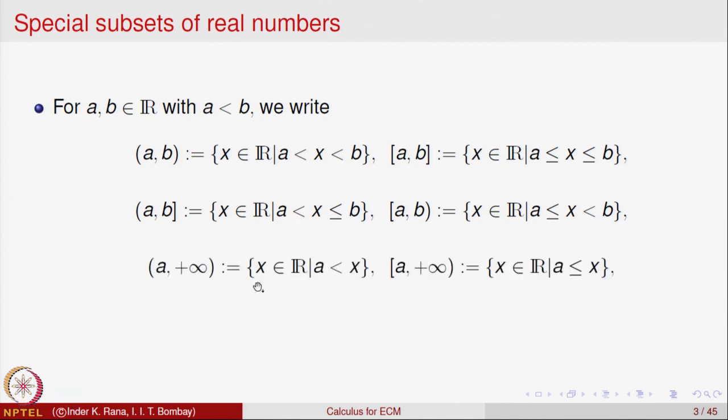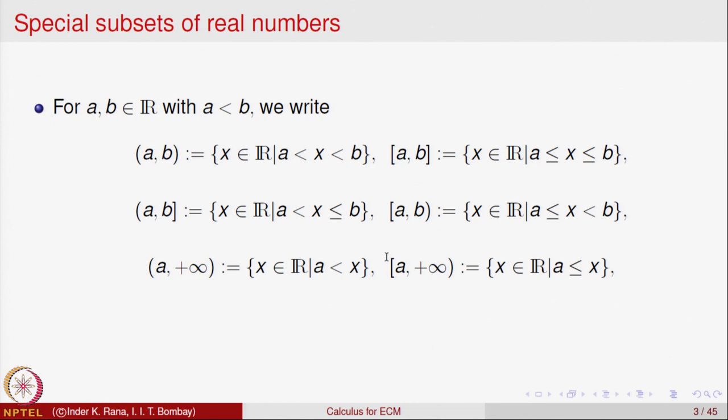So, here is the next one, which is slightly different from these two. We write a comma, this is a symbol which is read as infinity. So, a plus infinity, circular bracket, a plus infinity, means I am looking at all the real numbers x which are bigger than a.